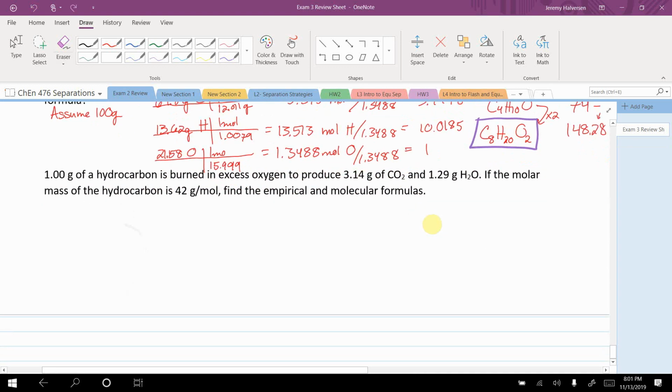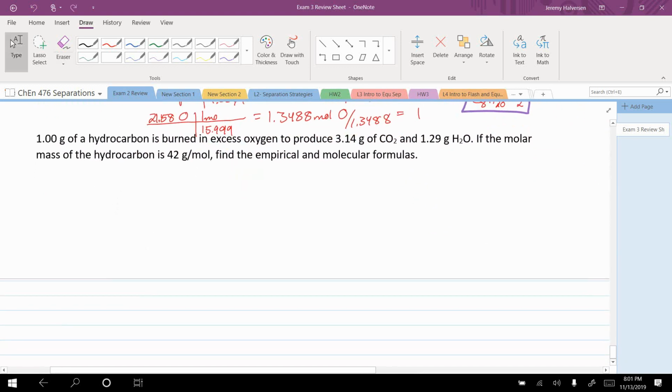All right, last question. You ready? This is an empirical formula problem, just like the one we did, but instead of giving you the percents, you have to find the percents. Okay? The way this works is we take some hydrocarbon. This one, 1 gram of a hydrocarbon is burned.